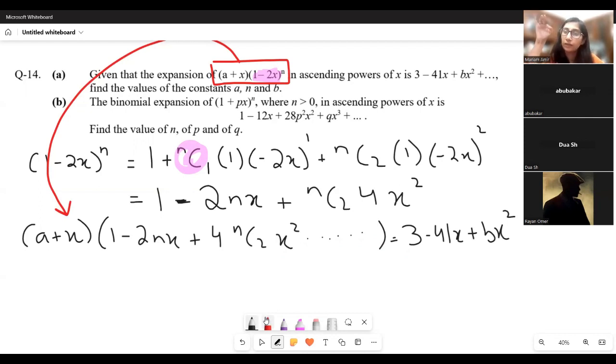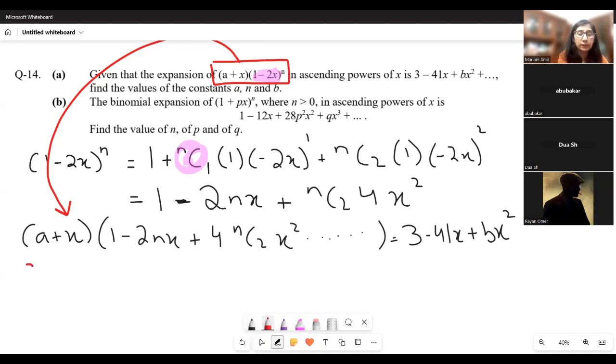Expand the bracket at the left-hand side, get the constant term equated to 3. Then expand the brackets at the left-hand side, get the term in x equated to minus 41, and then do the same for the x squared term and equated to b. That is going to be our next agenda. So let's see what are the constant values we get. Let's just go ahead and expand everything.